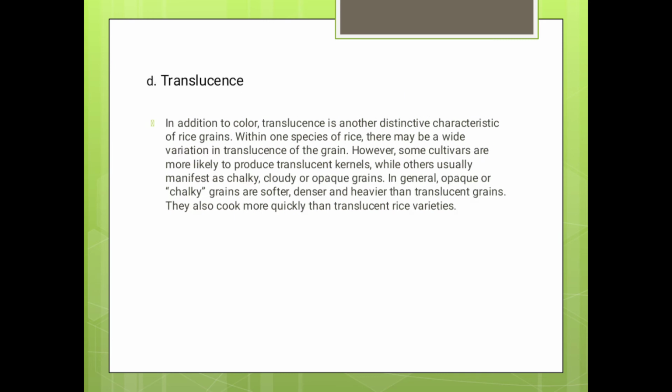D. Translucent. In addition to color, translucency is another distinctive characteristic of rice grain. Within one species of rice, there may be a wide variation in translucency of the grain. However, some cultivars are more likely to produce translucent kernels, while others usually manifest as chalky, cloudy, or opaque grains. In general, opaque or chalky grains are softer, denser, and heavier than translucent grain. They also cook more quickly than translucent rice varieties.